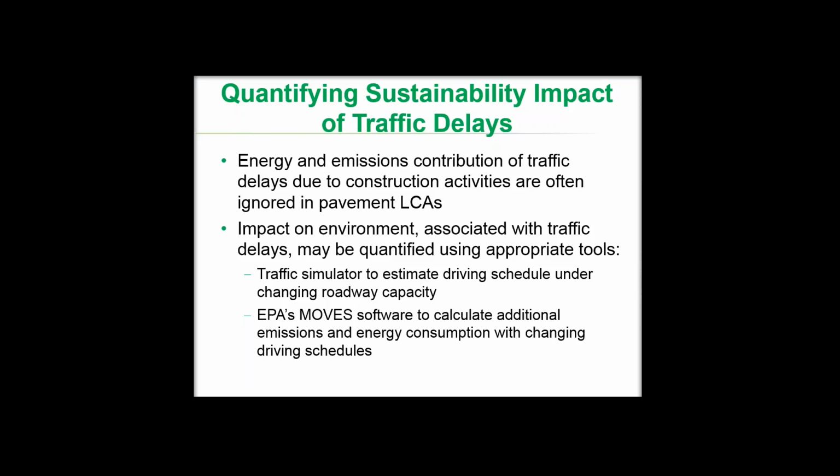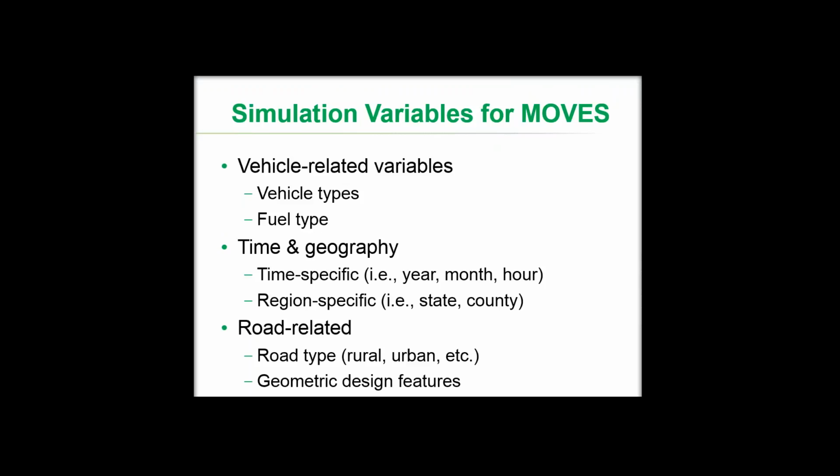There are basically tools to do this job in two different ways. First, you need a traffic simulator to estimate driving schedules under the changing roadway capacity. And second is the vehicle emission software to be able to quantify the environmental impact from the changing roadway capacity and traffic patterns. Some of the variables needed for the vehicle emission simulators are vehicle-related variables, those are vehicle types, fuel type, time and geography, and road-related parameters, including road type and geometric design features.